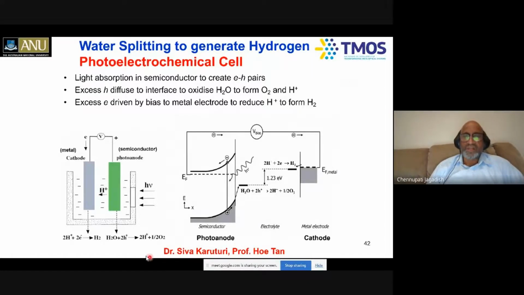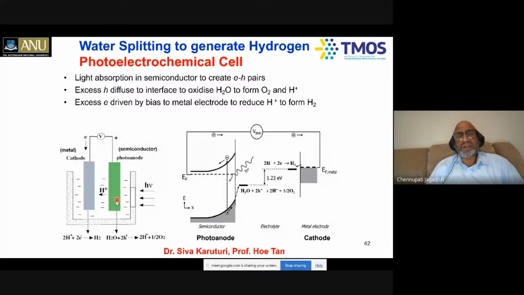So this particular work is led by my young colleague, Dr. Shiva Karuturi, and Professor Hoe Tan, for example. So what essentially you have is electrolysis, a cathode and an anode. And then, of course, in principle, you can put two metals, and then you apply some voltage, and be able to create electrolysis and generate oxygen and hydrogen, for example. Okay? But that means you need to have a voltage source. Potentially you can use a solar cell, for example. But then that becomes again a constraining factor.